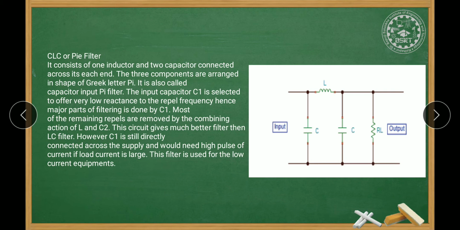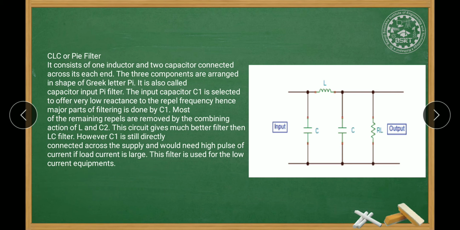Okay. It consists of one inductor and two capacitors connected across its each end. These three components are arranged in the shape of the Greek letter pi. It is also called a capacitor input pi filter.